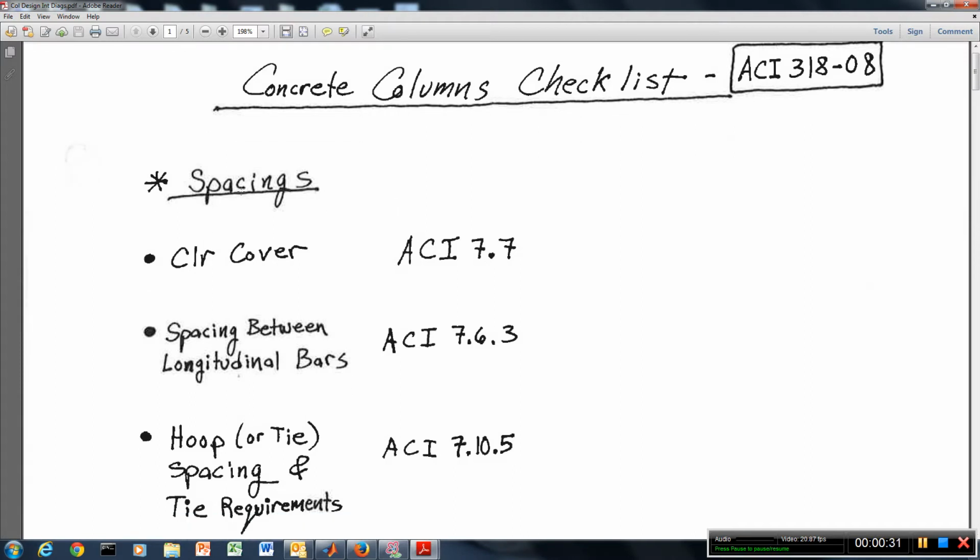First off, we need to consider a variety of different types of spacings that need to be achieved to follow what ACI code requires. For instance, we have to satisfy the clear cover requirements. And if you look in ACI 7.7, you will see what the clear cover requirements are. So don't forget about that.